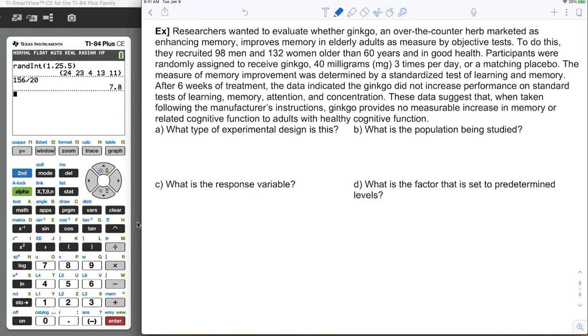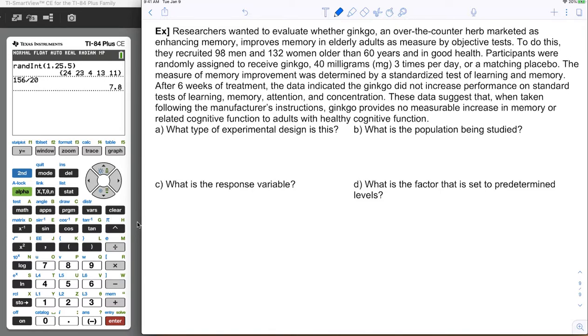After 6 weeks of treatment, the data indicated that ginkgo did not increase performance on standard tests of learning, memory, attention, and concentration. These data suggest that, when taken following the manufacturer's instructions, ginkgo provides no measurable increase in memory or related cognitive function to adults with healthy cognitive function. What type of experimental design is this?